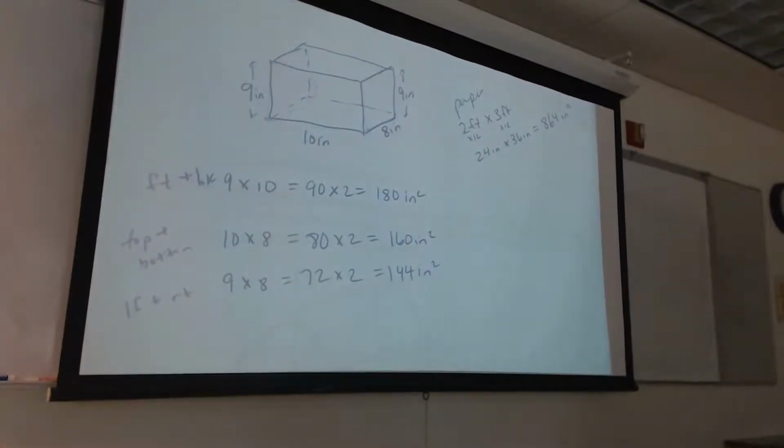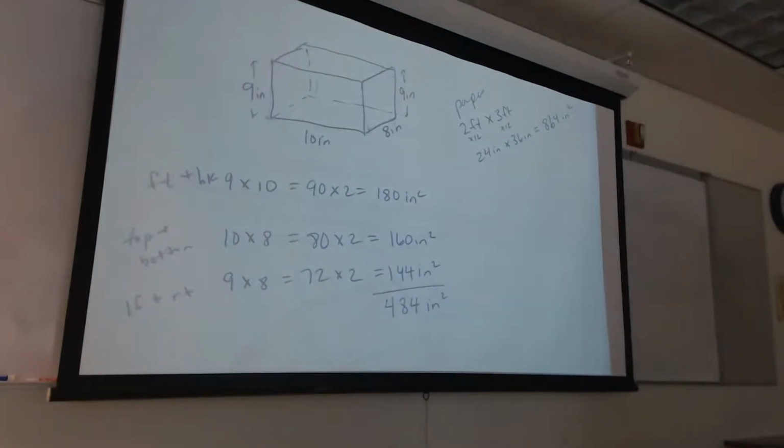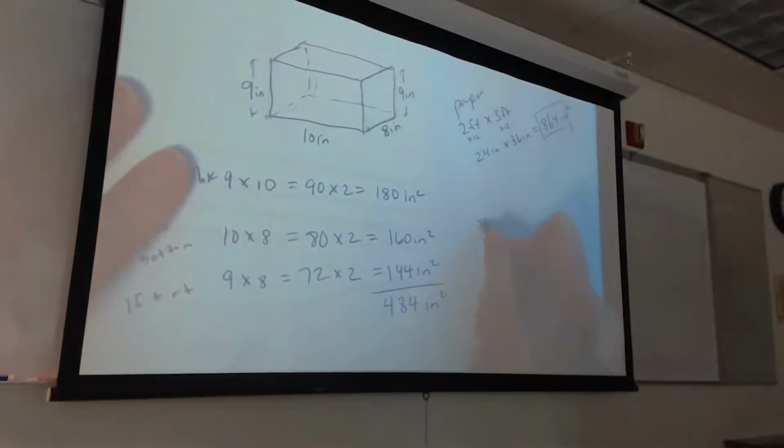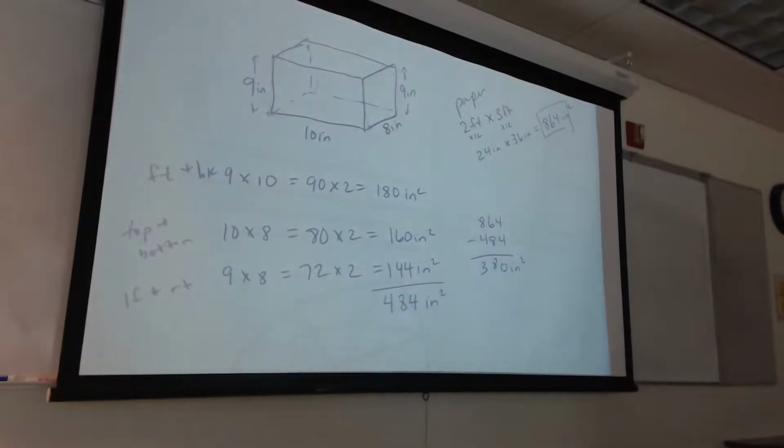Okay. What should I do now? Add them all together. So surface area is adding up all the areas of all the sides. So what do you get? 484? So I need to cover 484 square inches, and I have 864 square inches of wrapping paper to use. 864 minus 484 comes out to 380 inches squared left. Is that an answer choice?